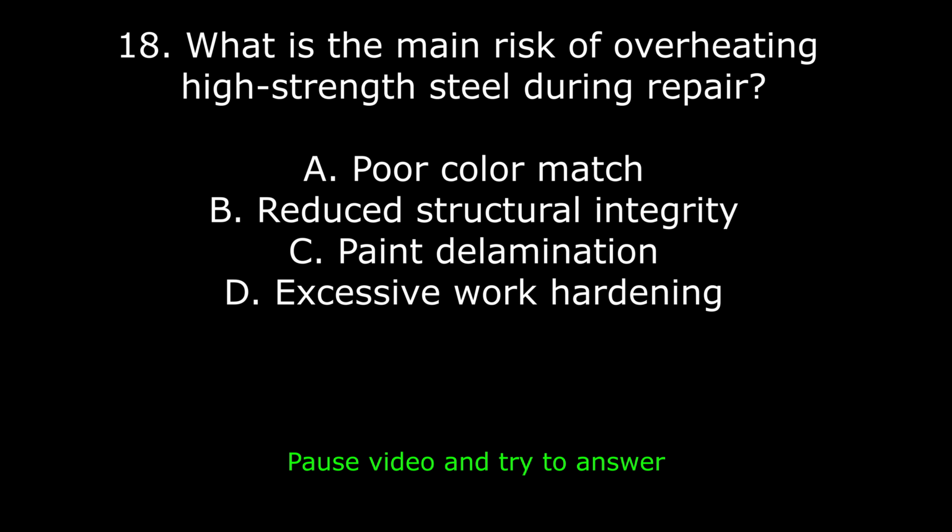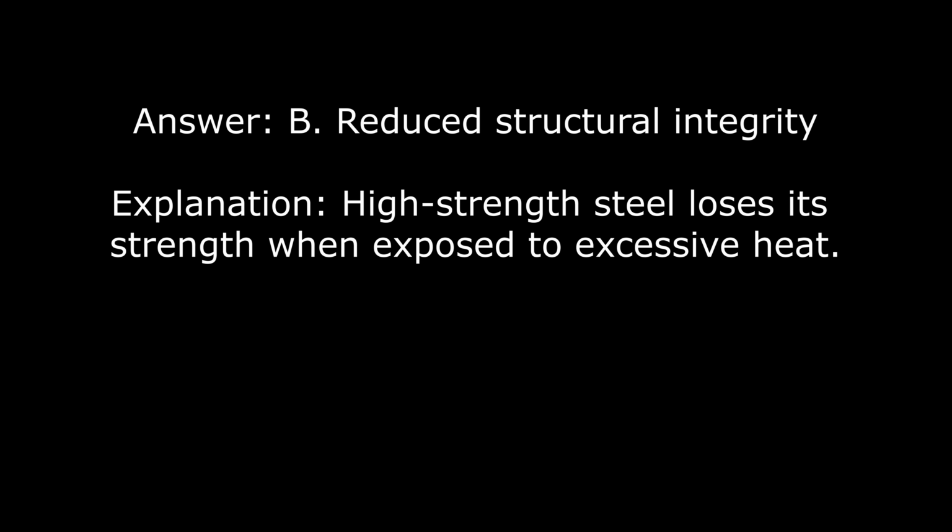18. What is the main risk of overheating high-strength steel during repair? A. Poor color match. B. Reduced structural integrity. C. Paint lamination. D. Excessive work hardening. Answer: B. Reduced structural integrity. Explanation: high-strength steel loses its strength when exposed to excessive heat.